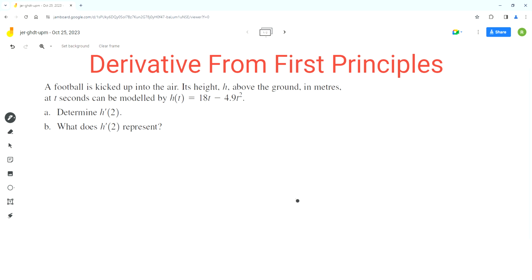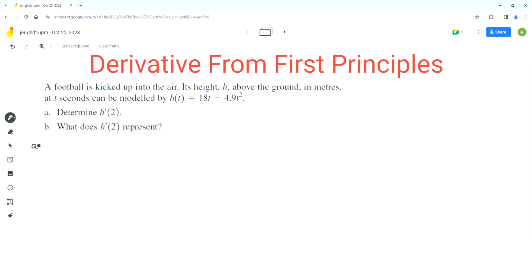So in this video, we'll use the concepts of derivatives from first principles to solve this word problem. As per the problem, a football is kicked up into the air. Its height h above the ground in meters at t seconds can be modeled by h(t) = 18t − 4.9t². We have to find h'(2), and we have to find what h'(2) represents. So let's start with part A.